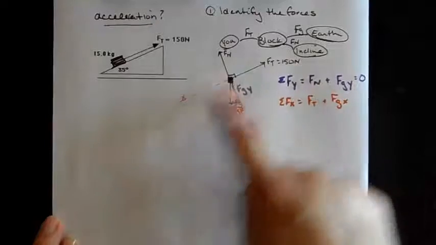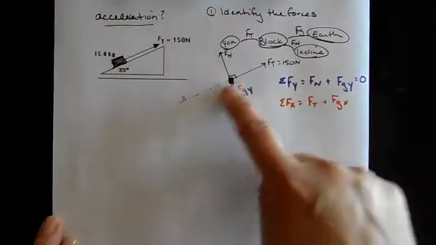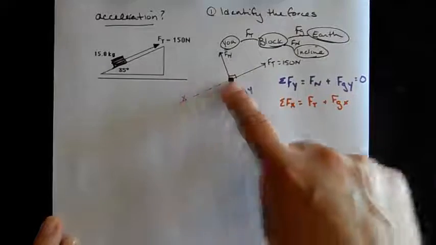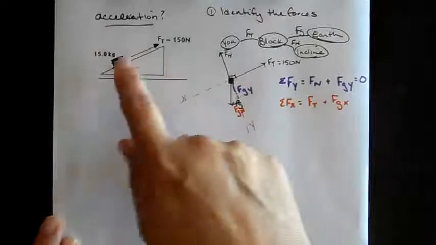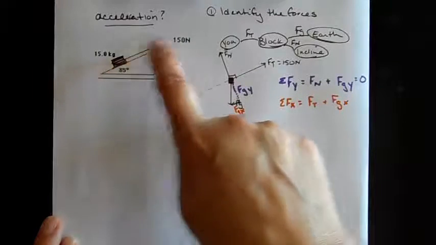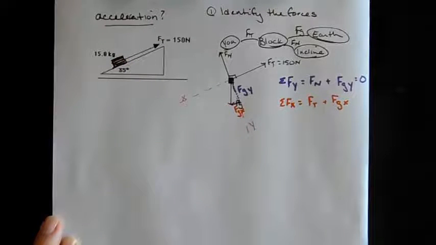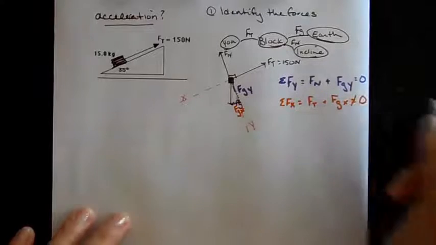Now if we look at our x direction, we defined this. This is the direction that our acceleration is occurring, right? So now what we've got is we've got this force pulling it this way. That's where that acceleration is occurring. So this is not equal to 0.